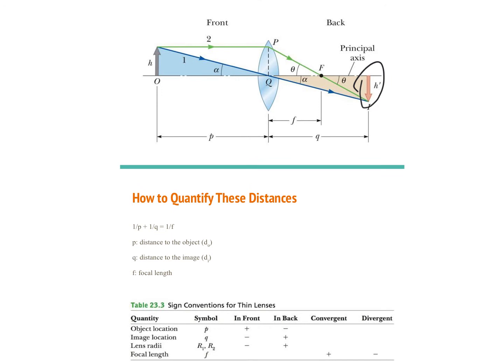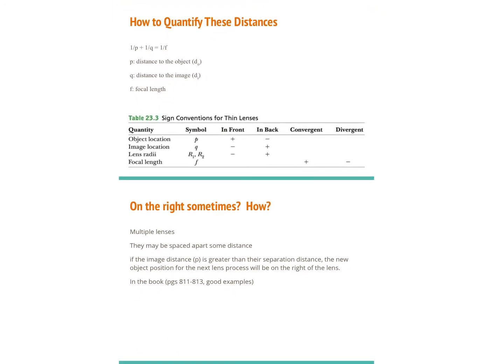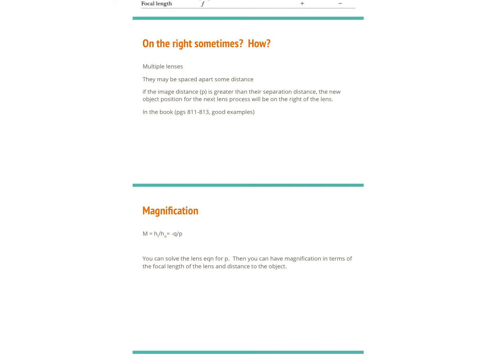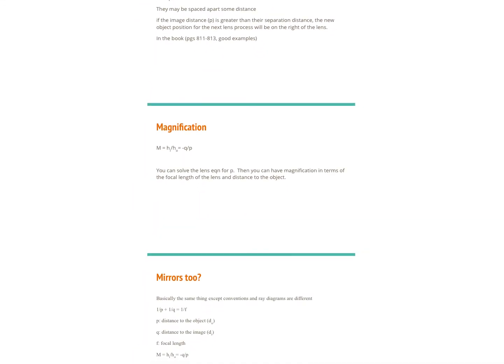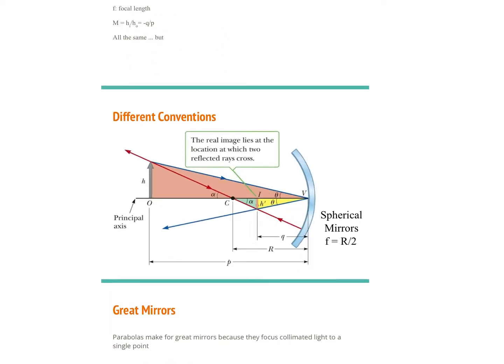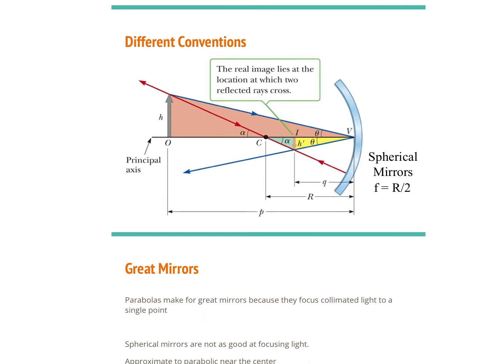Then we got to calculating where that position was, and also figuring out the magnification of these images via height and via distances. We did multi-lens problems, and then we came to mirrors. Mirrors were very similar, same equations, but very different drawings, and therefore different conventions as well.